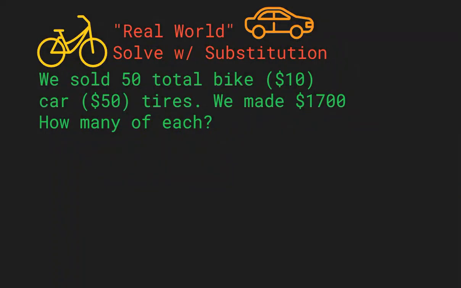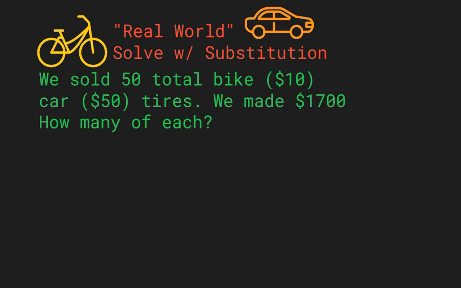All right, let's do, quote unquote, a real world problem. With systems of equations, it's always like, oh, there's adult tickets and kids tickets, and this many tickets were sold. These are formulaic problems, and they call them real world. In this one, we work at a factory, and we sell tires. We sell bike tires and car tires.